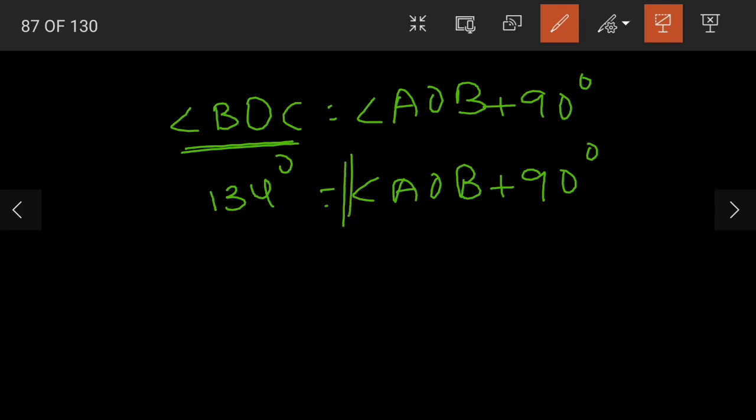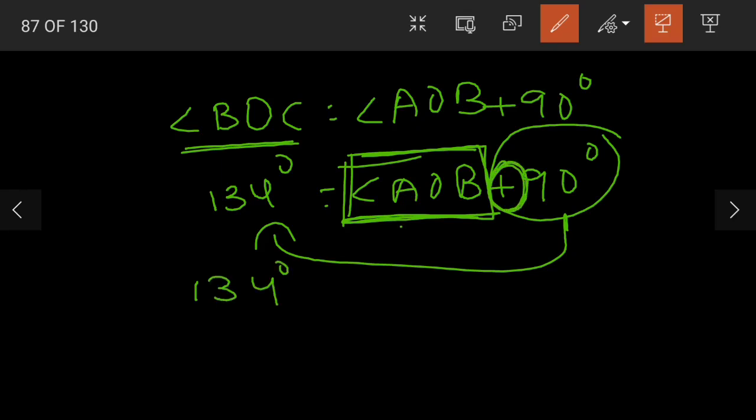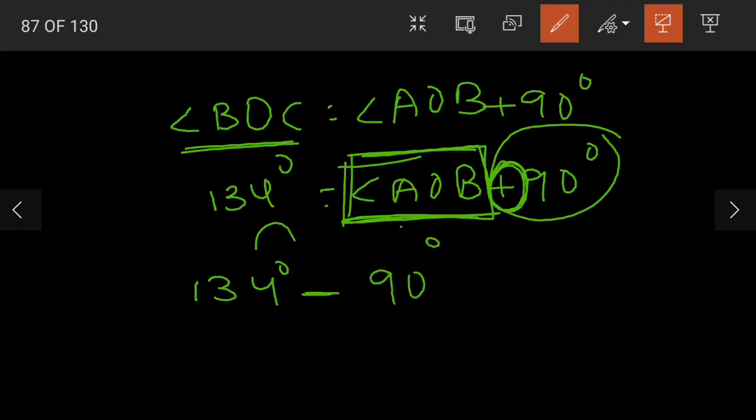Now we want to find out the value of angle AOB. So to find out, we will send our 90 degrees to the other side. When it goes to the other side, it becomes subtraction. So 134 minus 90 degrees is equal to, what is there on this side, children?